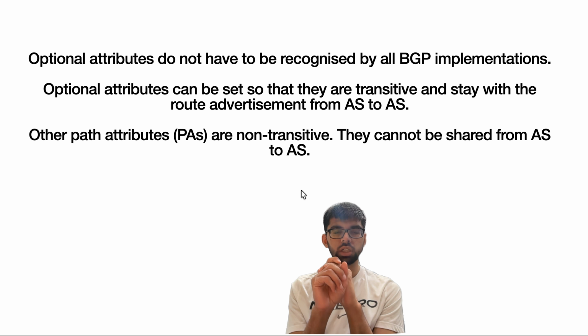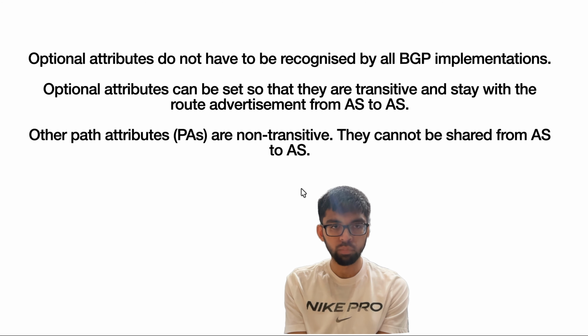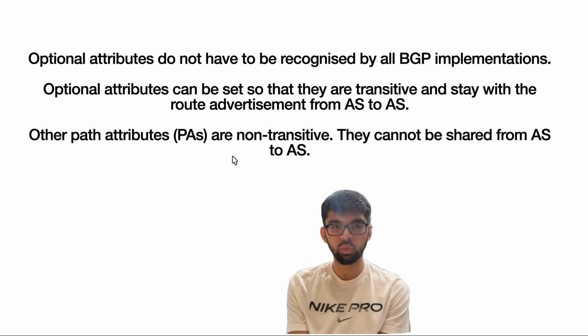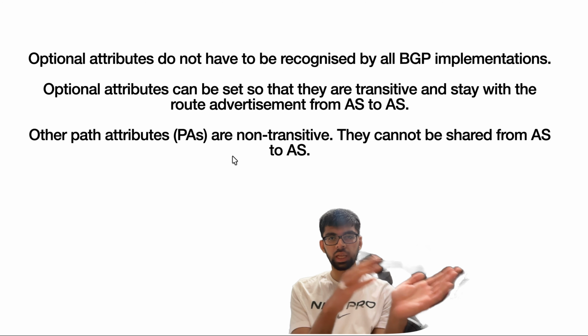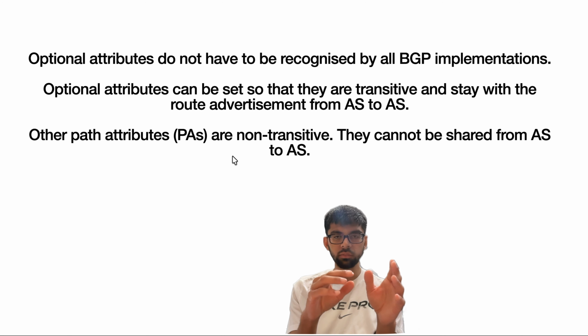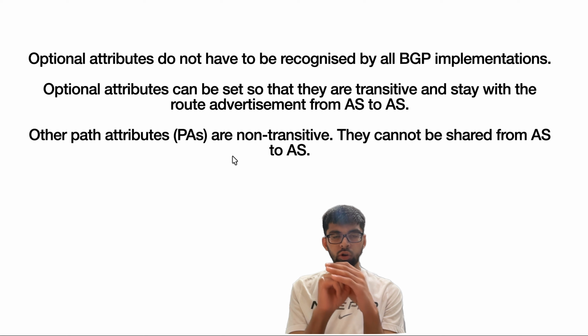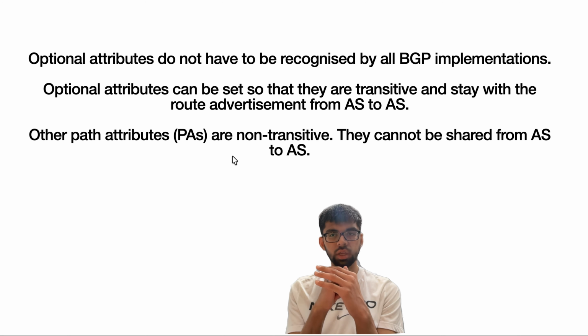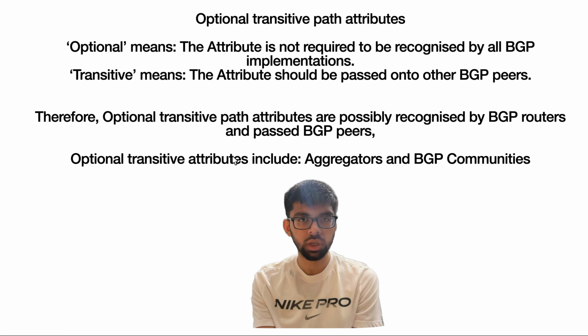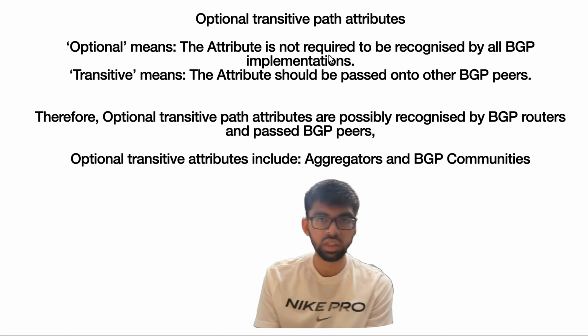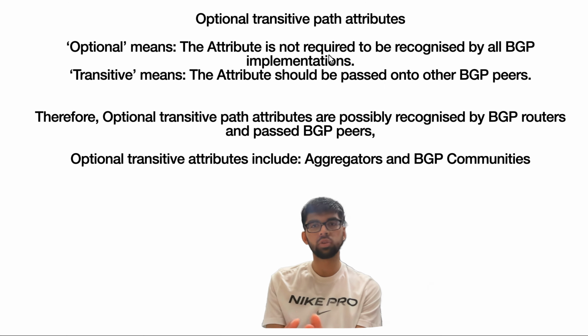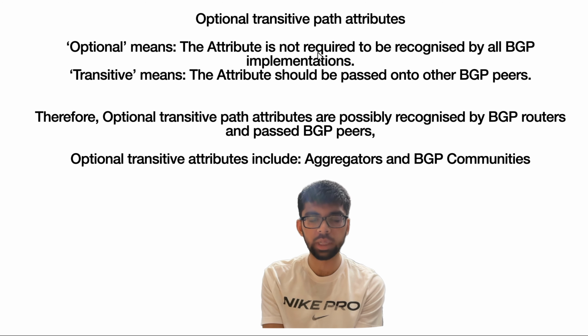Now, optional attributes do not have to be recognized by all BGP implementations. Optional attributes can be set so that they are transitive and stay with the route advertisement from AS to AS. But other path attributes are non-transitive. The non-transitive optional attributes can't be shared from AS to AS. So if you look at optional transitive path attributes in more detail, optional means the attribute is not required to be recognized by all BGP implementations. Transitive just means that the attribute should be passed on to other BGP peers.